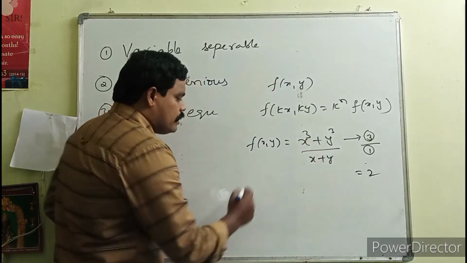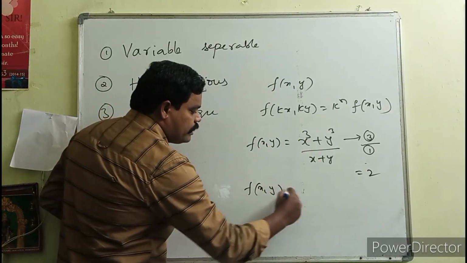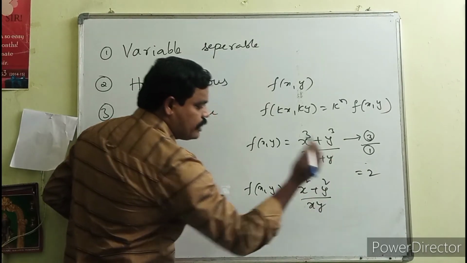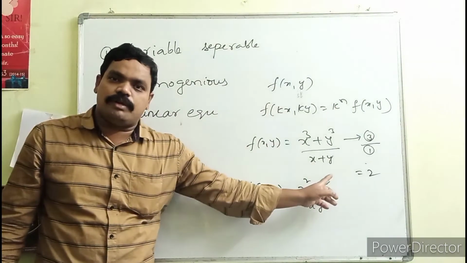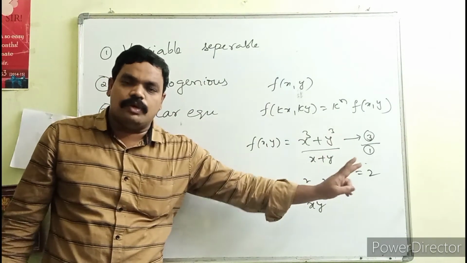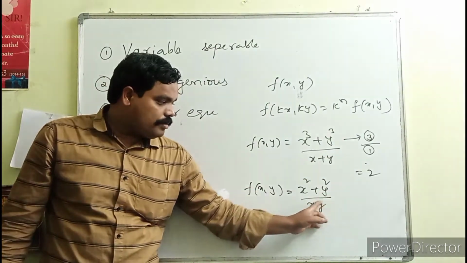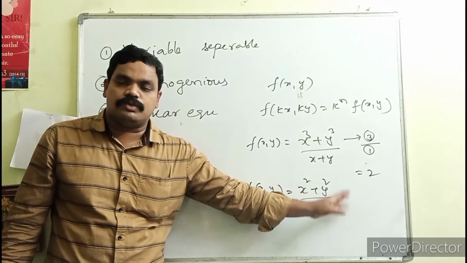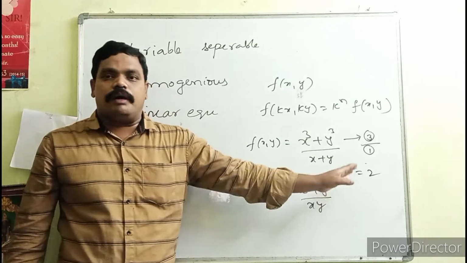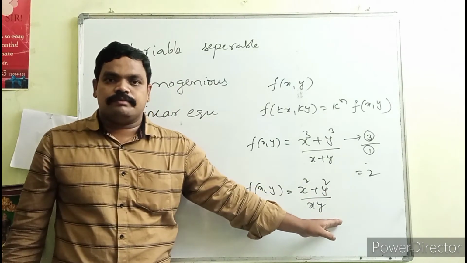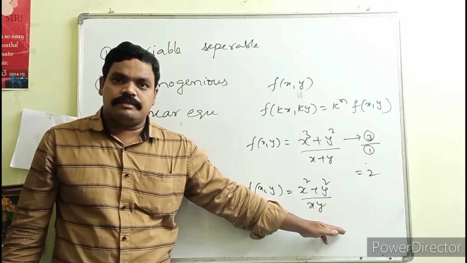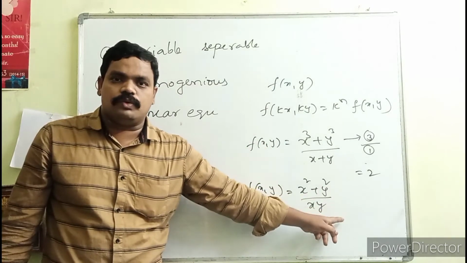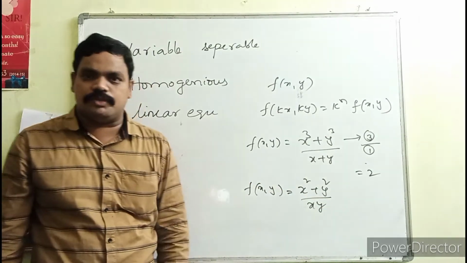Next, another one: f of x, y equal to x square plus y square by xy. Here x power 2, here also y power 2. Therefore, the power of the numerator is 2. In the denominator, x power 1, y power 1, that is 1 plus 1, 2. So the power of the numerator is 2 and the power of the denominator is also 2. Therefore, it is a homogeneous equation of 0th degree. How? 2 minus 2, 0th degree homogeneous equation.